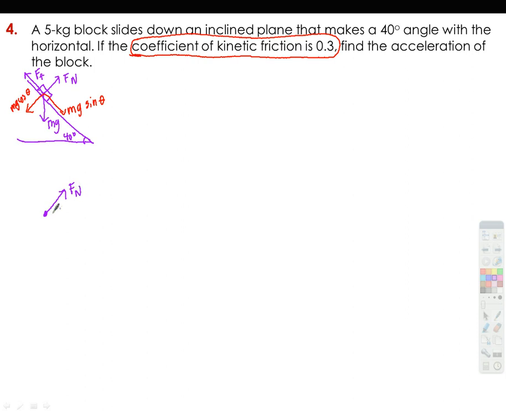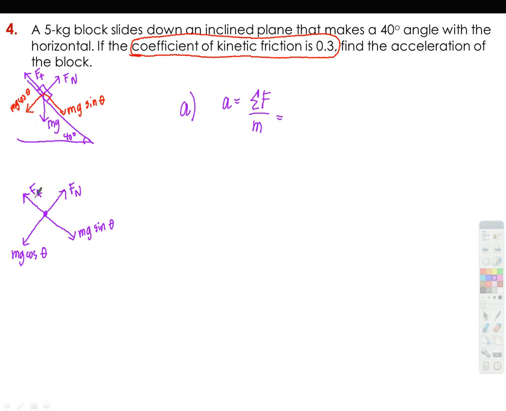Fn, Ff, this one is mg sine of theta, this one is mg cosine of theta. We want to calculate the acceleration. Same equation. Net force is equivalent to m.